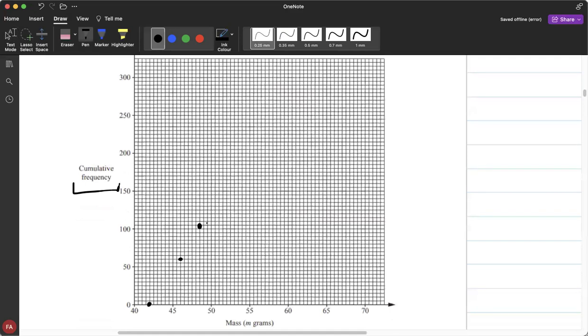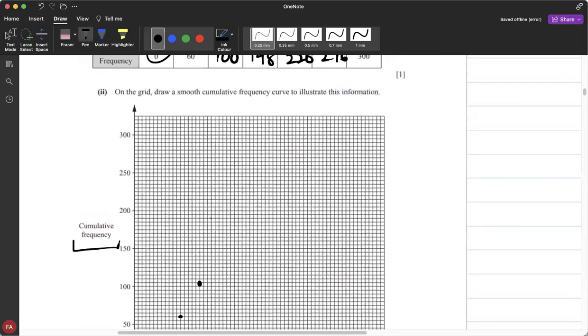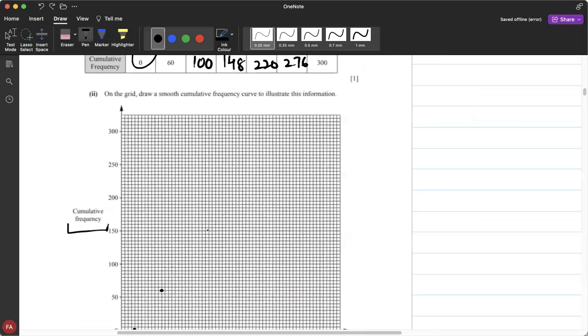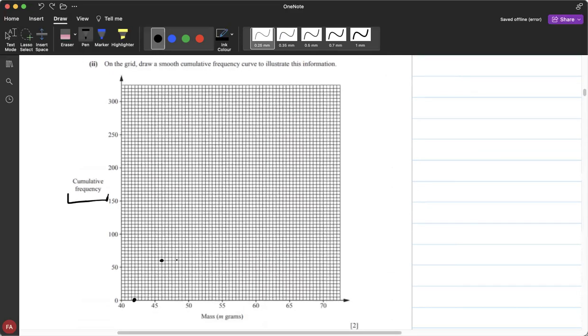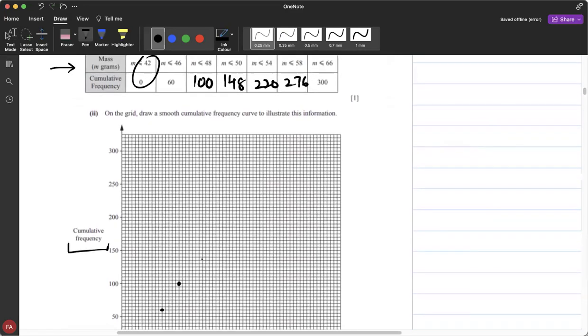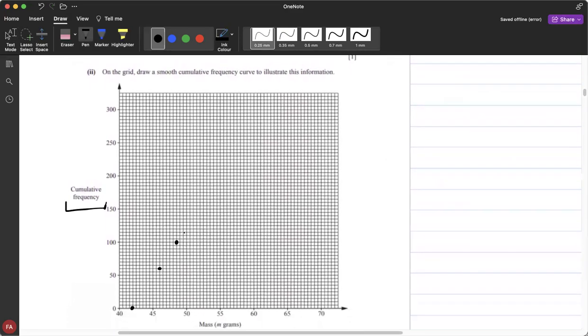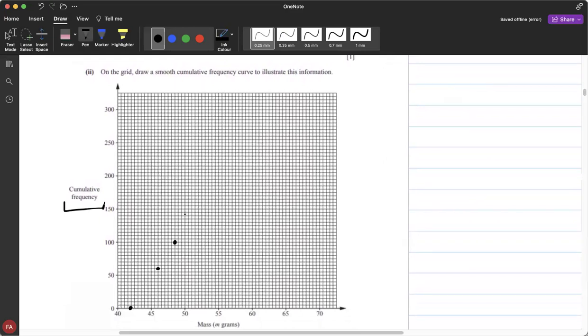And these points may not be too accurate, so I would expect that you please count the axes and do this carefully. 48 and 100. In a similar way, the next one is 50 and 148. 50 and then we have 148.